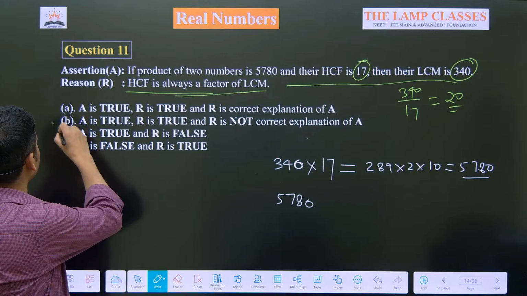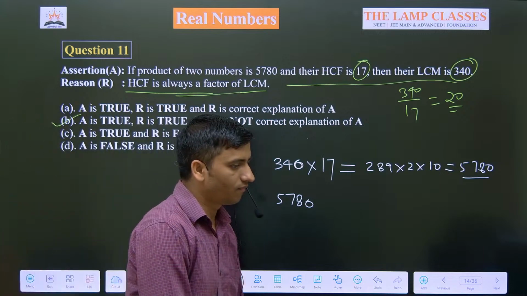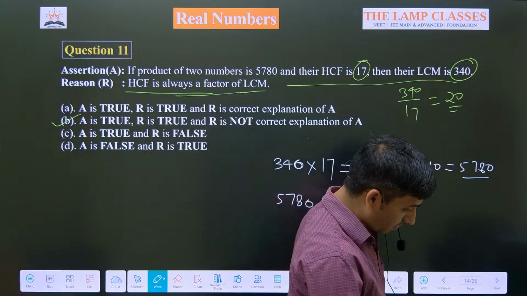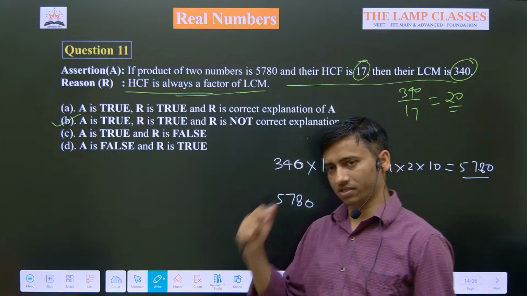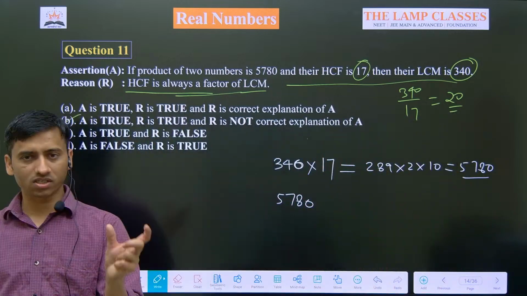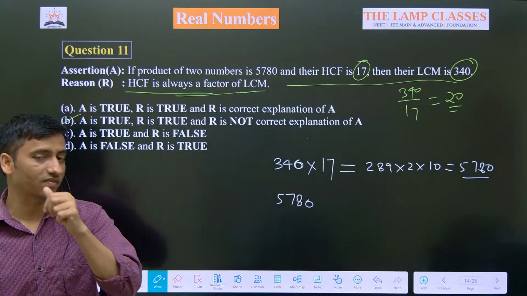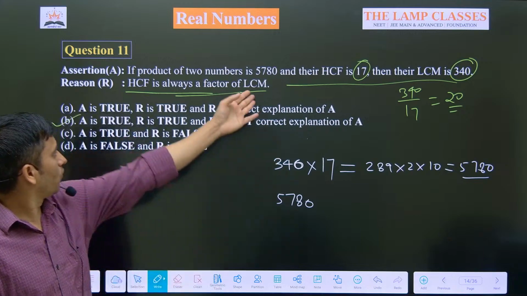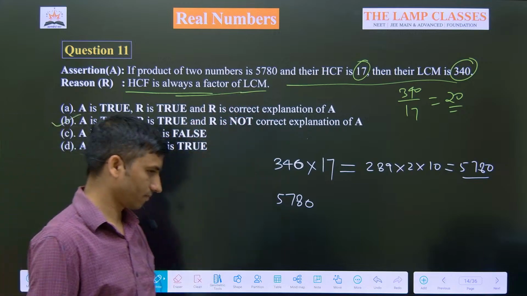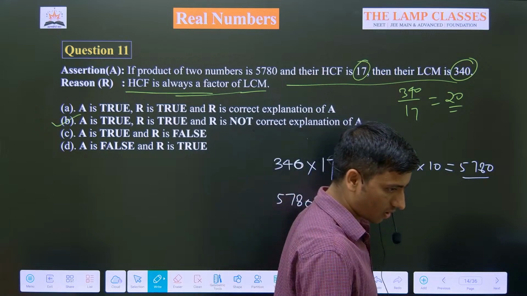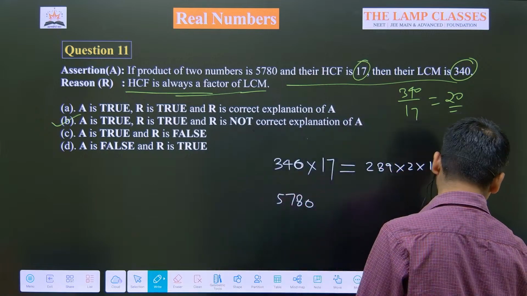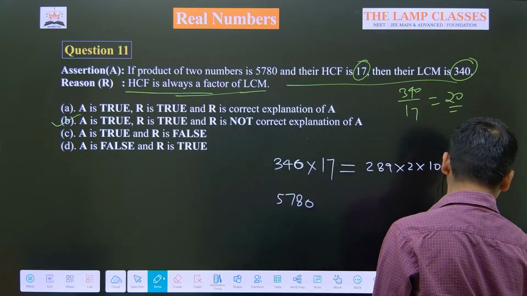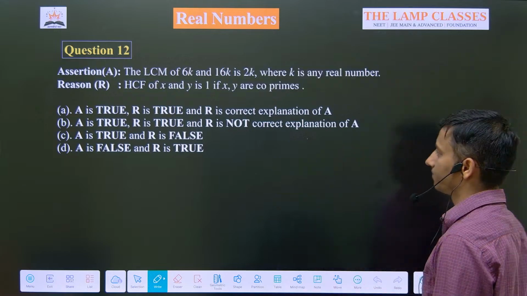So we'll mark option B and then move to the next question. We are not marking A. The problem actually is it's not the explanation. Are you getting it? It is just saying one simple fact. But there are many other factors to consider to find the LCM and HCF. Okay, so I hope you all have got it. Let's do the next one now. Yeah, please remember, assertion reason will have some confusing questions.